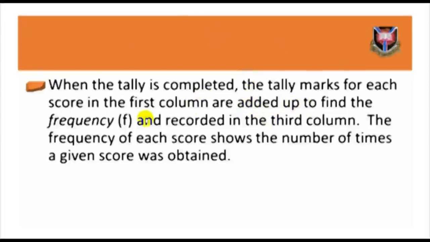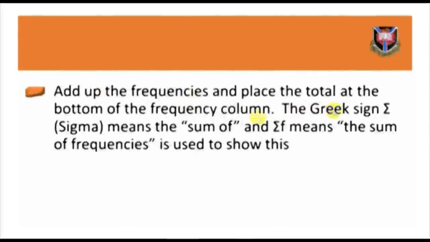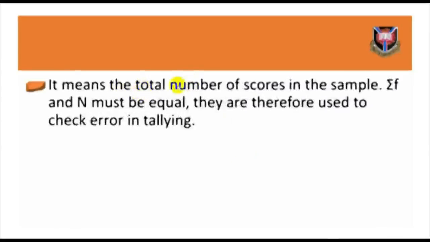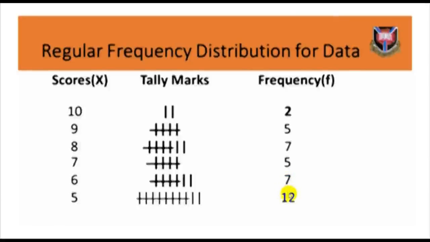3. When the tally is completed, the tally marks for each score in the first column are added up to find the frequency, F, and recorded in the third column. The frequency of each score shows the number of times a given score was obtained. You can easily read from Table 6.2 that 2 students had a score of 10, 5 students had a score of 9, 7 students scored 8, and so on. Cross-check with Table 6.1.